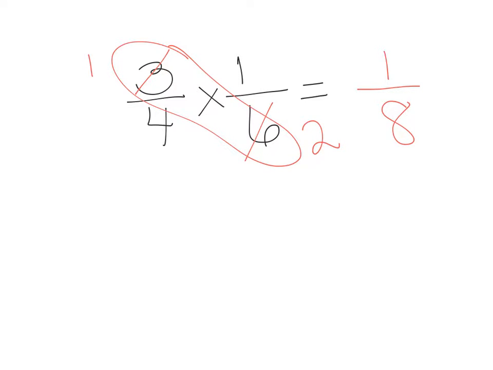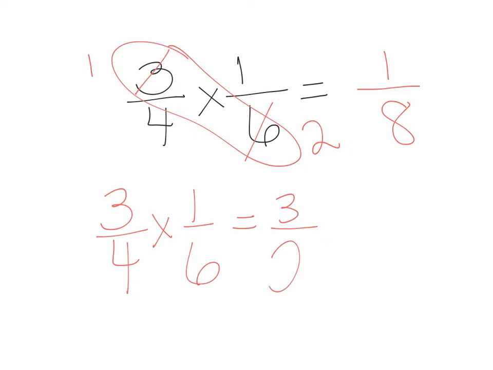That's awesome. If we had multiplied without cross-simplifying, I just want to show you what that would have looked like. You would have had 3 over 4 times 1 over 6, and you would have gotten 3 over 24. And then you would have needed to simplify. And so in order to simplify, you would have divided by 3 on the numerator and the denominator, and you would have ended up with 1/8.